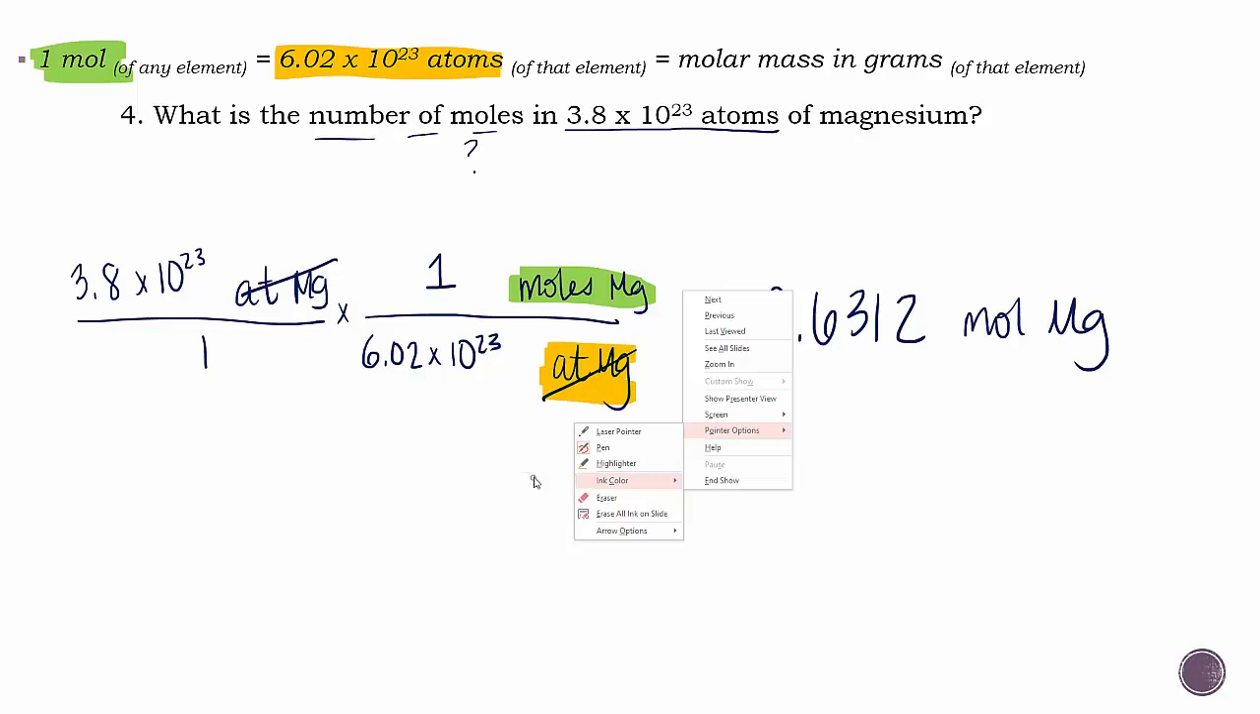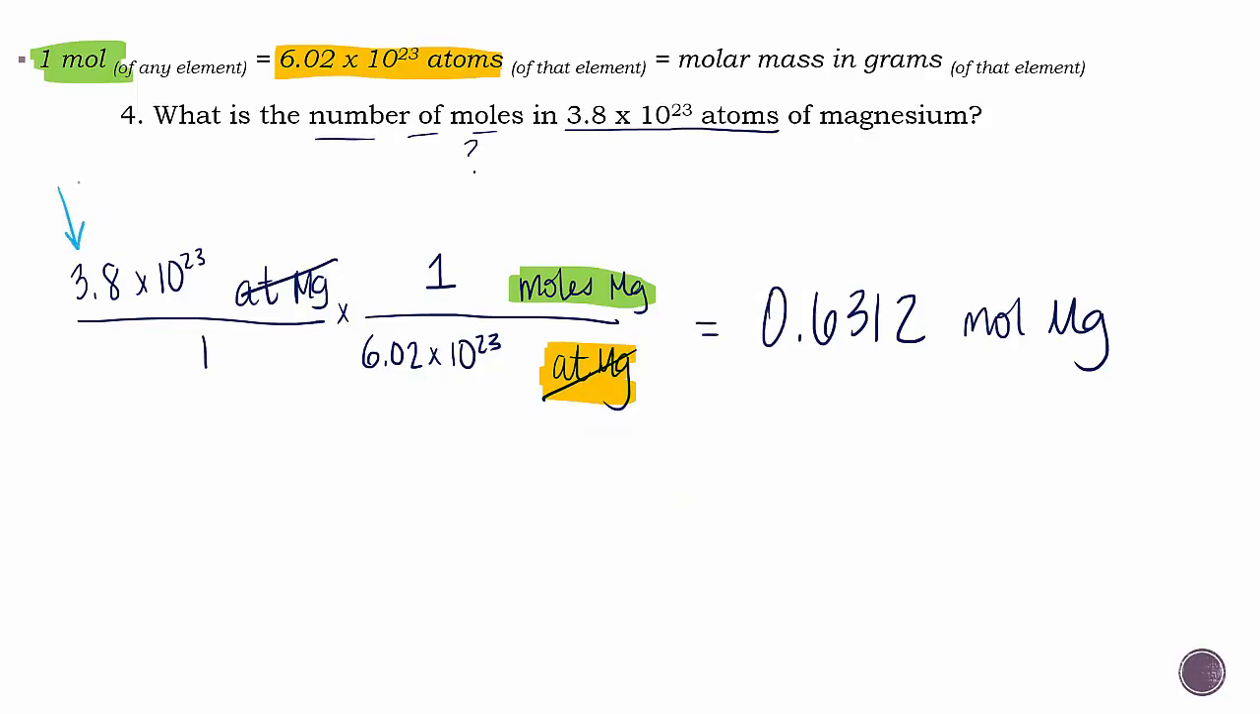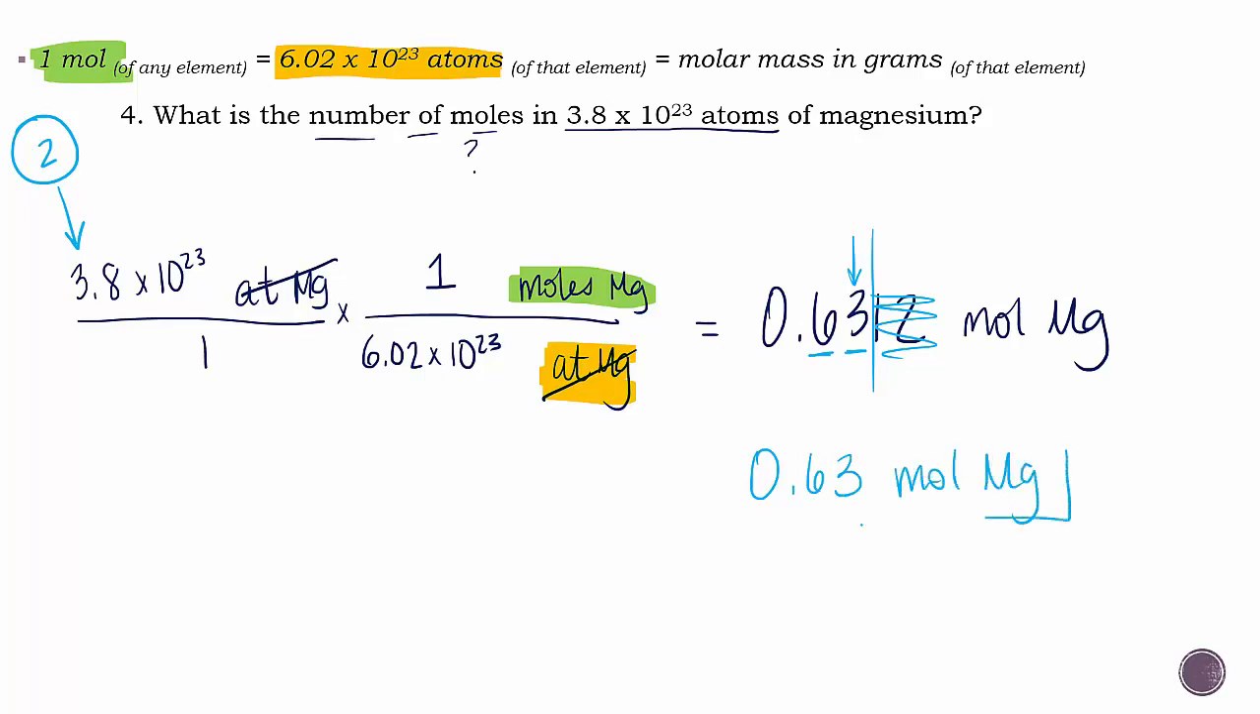So we're going to mark it just so you can see it. We started with 2. We want to end with 2. The 0 doesn't count, so we're going to get the 6 and the 3 and then stop the number. That 3 is what we're going to keep. And so 0.63 moles of magnesium is our answer.